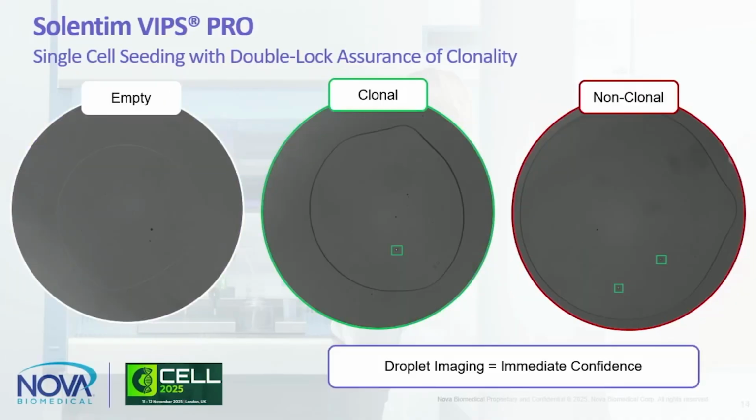So not only does the VIPS Pro neural network assist the user to detect your clonal wells at day 0, it will also help detect empty wells and non-clonal wells as well. So you can see we have 2 cells there, and it's put a little box around to say this is where we've detected the cells.